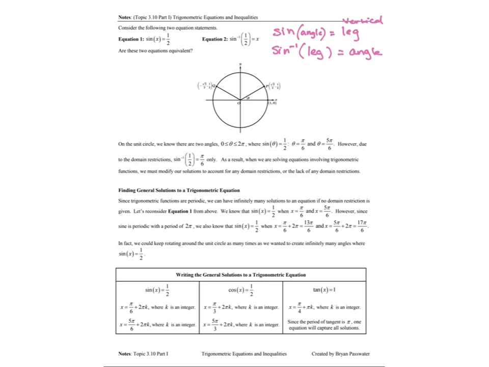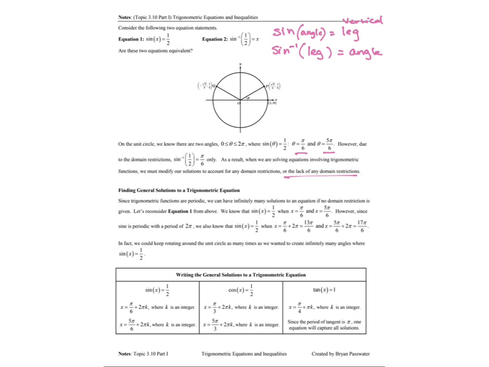Sure. On the unit circle, we know there are two angles between 0 and 2 pi where sine of theta is half. That happens at pi over 6 and at 5 pi over 6. However, due to the domain restrictions, we would say only pi over 6. As a result, when we're solving equations involving trig functions, we must modify our solutions to account for those domain restrictions. We did that yesterday. Or the lack of any domain restrictions. That's where we are today.